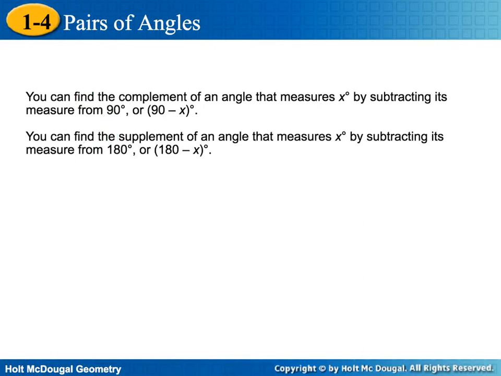You can find the supplement of an angle by subtracting the angle they give you from 180. So if they give you angle 1 is 100, and they're asking you to find angle 2, so 1 and 2 are supplementary, you would just subtract 180 minus the 100 that they gave you, and you would find angle 2 is 80. We'll see some examples here in just a minute.